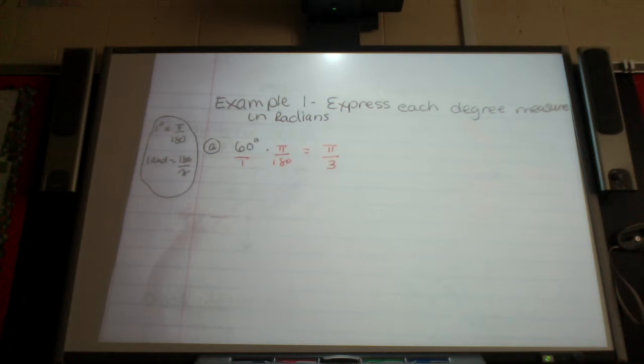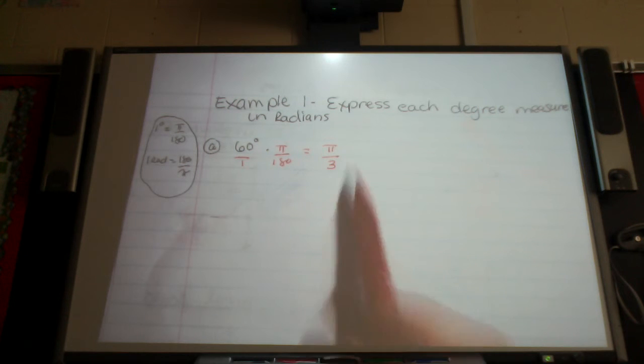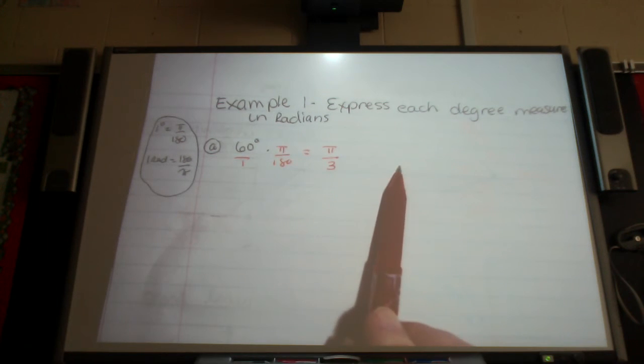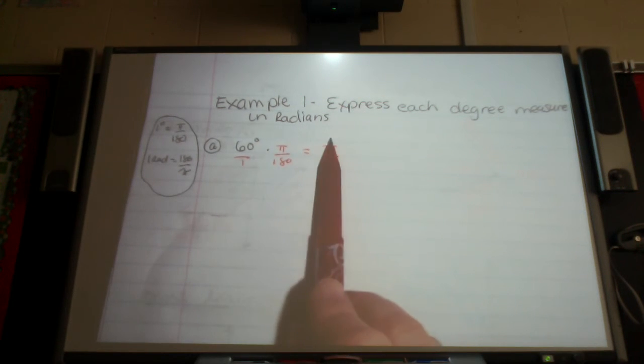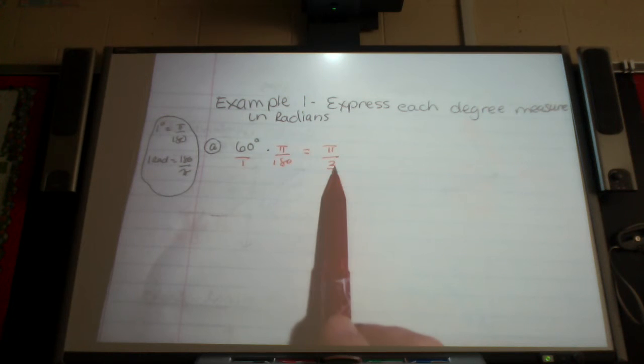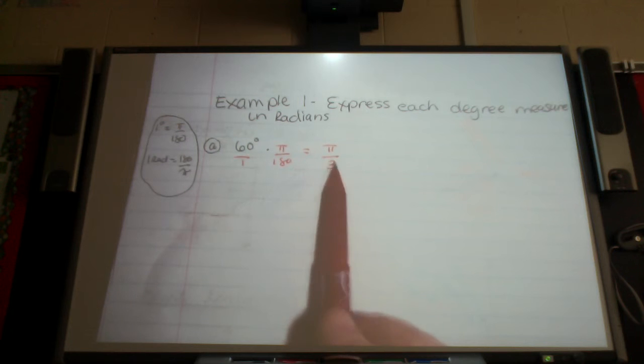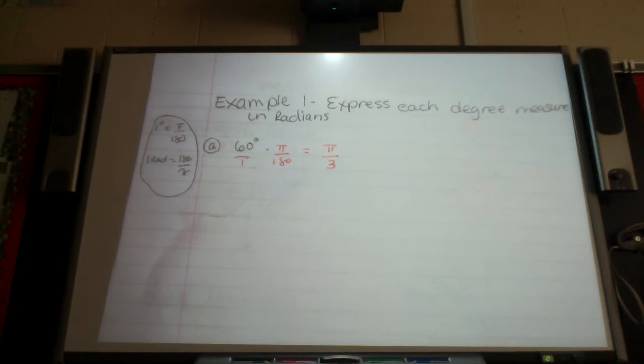Now, when we use radians, if they give you the angle in terms of pi without anything written out, most of the time it is in radians, unless they say pi degrees. But pi over 3, this is radians. We don't write radians out as a unit. There's nothing written as a unit.